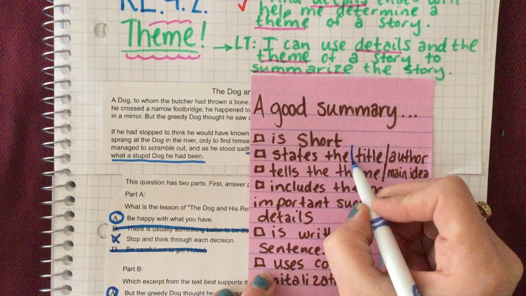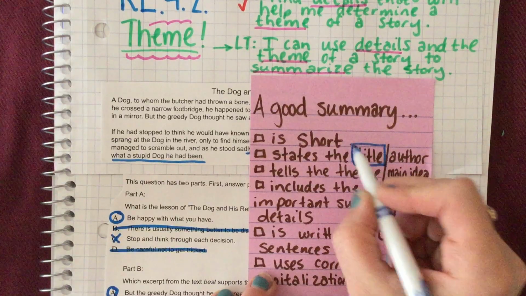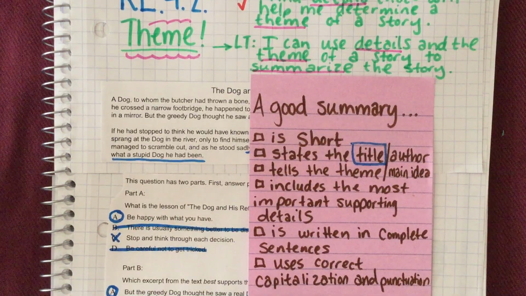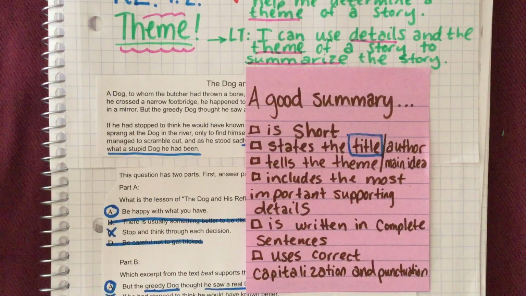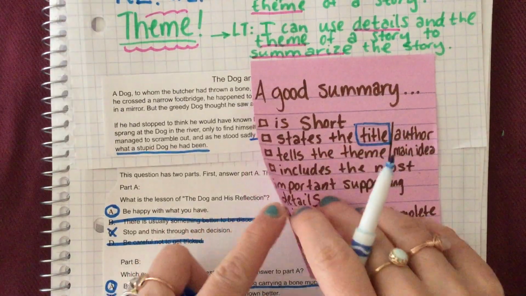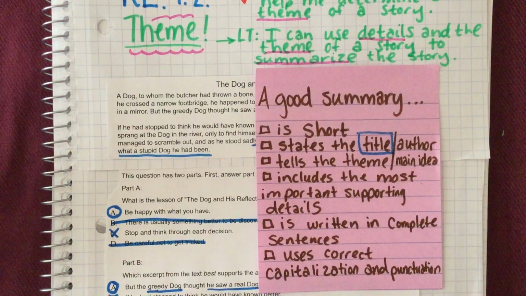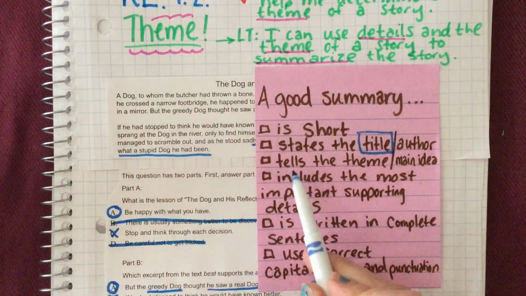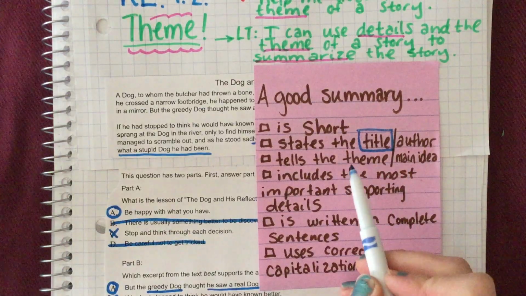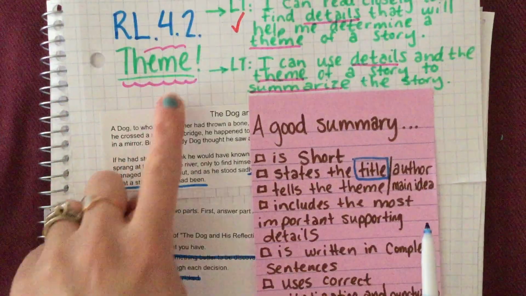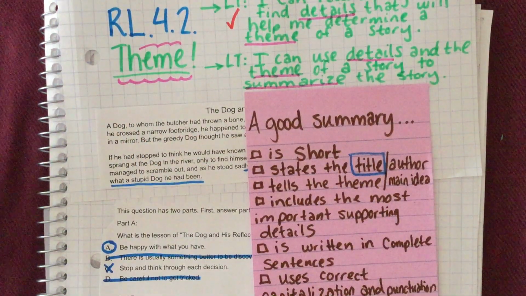So I'm noticing friends who are writing their main idea summaries, you're forgetting the title. That is critical. Do not forget the title. Now in this particular text, we don't have an author, so we don't need an author for this one. All right, a good summary tells the theme or main idea. Now remember, theme is literary, main idea is informational.